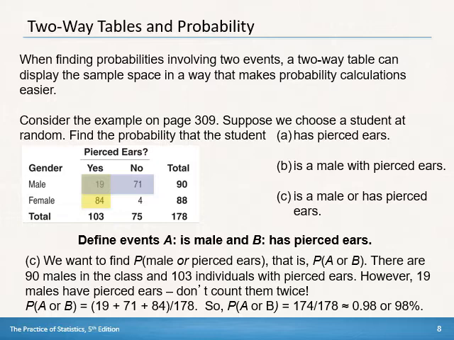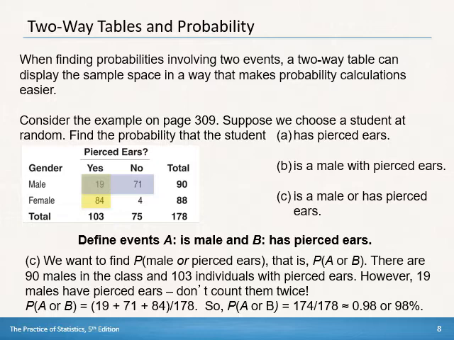And the problem with that is that we counted the 19, the males with pierced ears, we counted them as males, but we also counted them in the column for pierced ears. So in other words, these two events, male and pierced ears, are not mutually exclusive. So we have to be careful. We can't just add up 90 over 178 and 103 over 178. That would give us a total that is greater than 1. So that would not work.